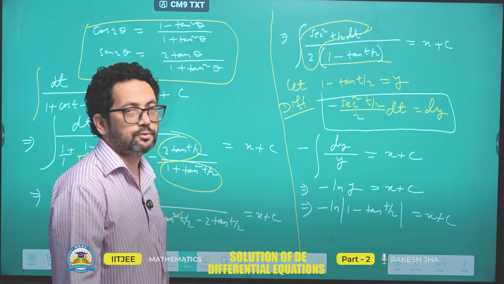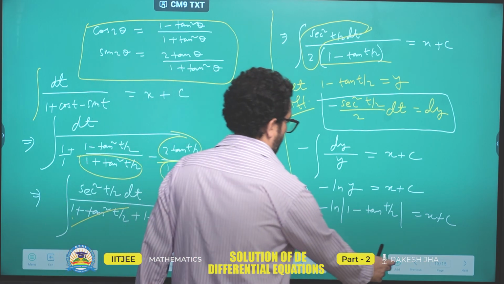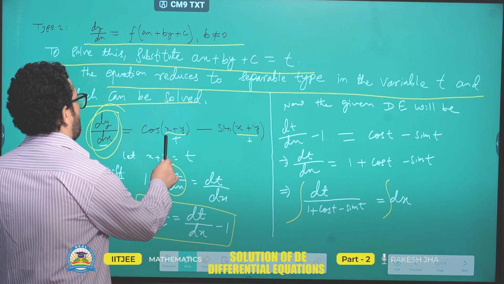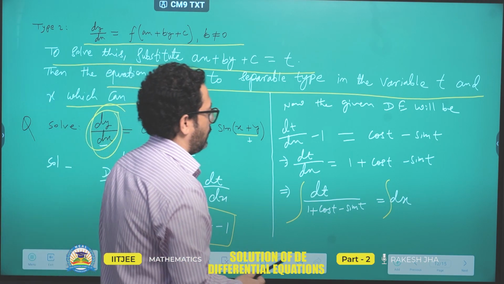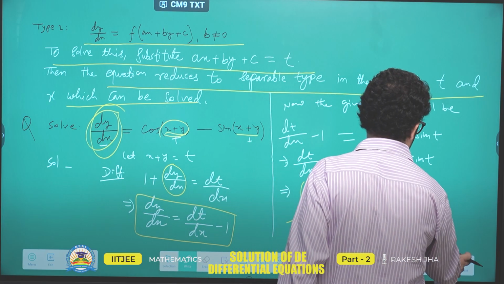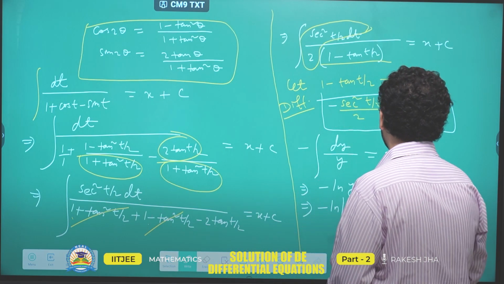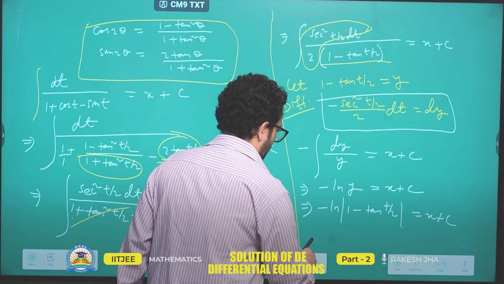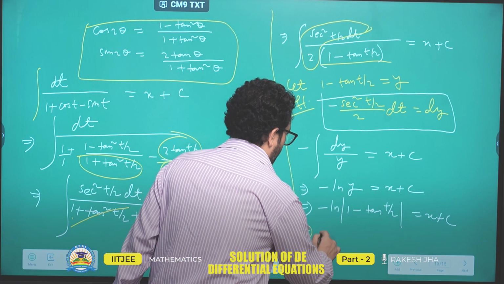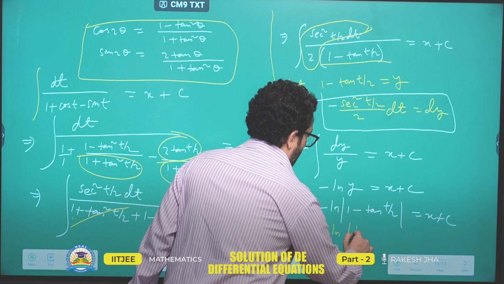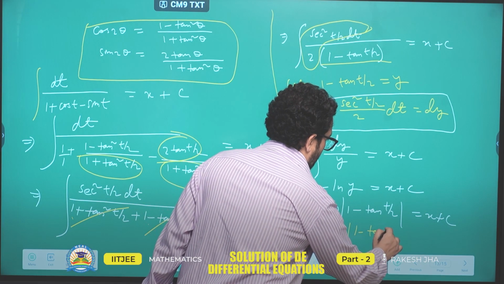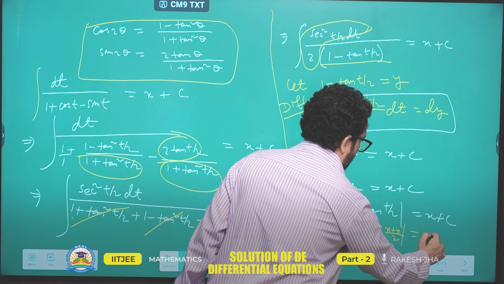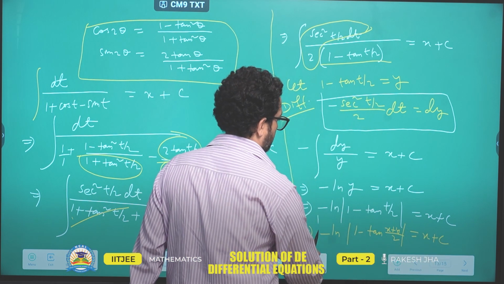Now again we have to return the value of t. So actually we see in the previous slide t is nothing but x plus y. So we can put the value here. In place of t we can return x plus y. So the final result is negative of ln 1 minus tan of (x plus y) upon 2 is equal to x plus c. So this is the final result.